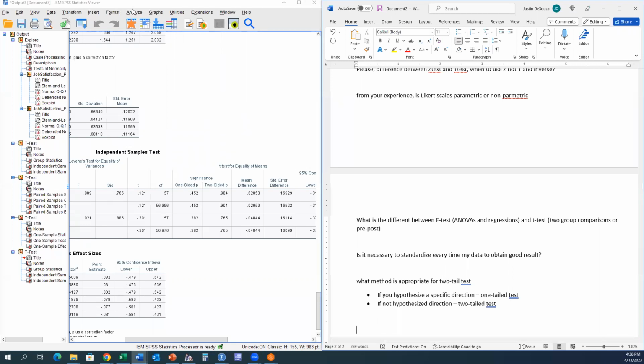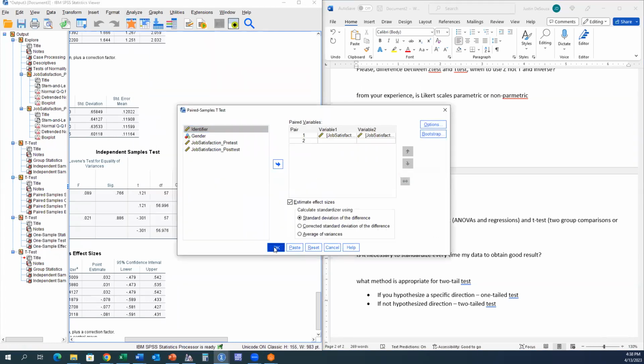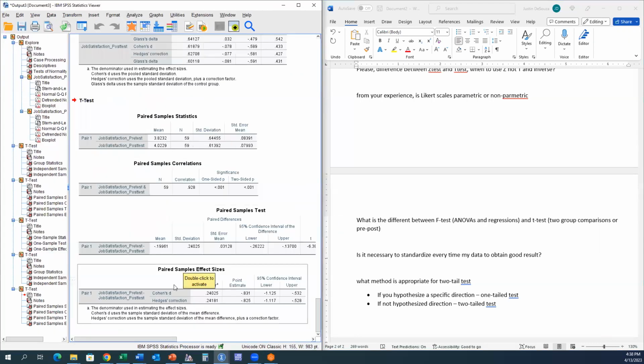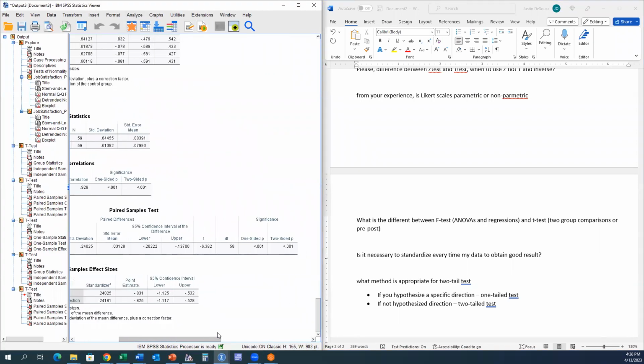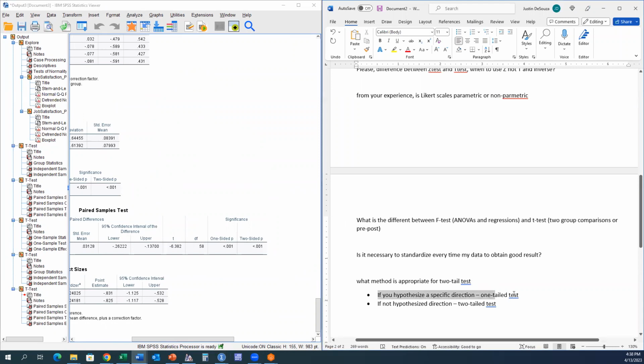And the same thing applies for the paired sample t-test. This was the pre and post right here. So you can see one-sided and two-sided p-values. And that comes down to your hypothesis. You anticipated an increase or decrease specifically, which most of the time I don't see that, but sometimes. And then if there's no hypothesized direction, you just think there's going to be a difference, then do a two-tailed test.